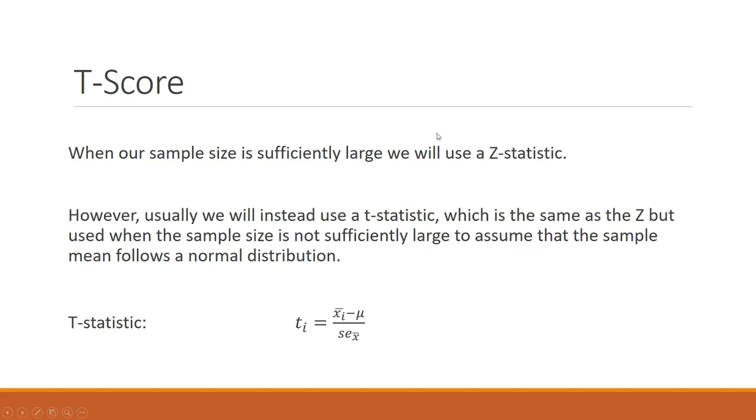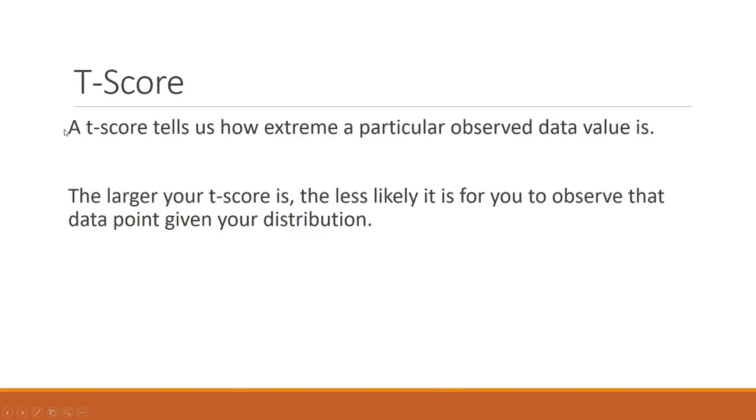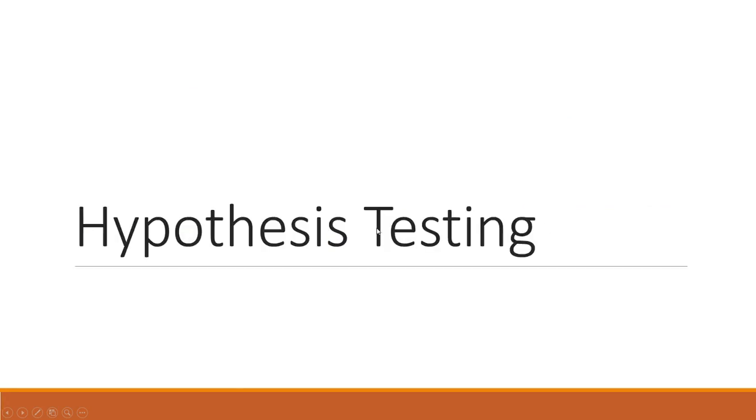Now, if our sample size is sufficiently large, we will use a z-statistic. However, usually we use what's called a t-statistic, which is pretty much the same thing as a z-statistic, except the distribution is a little bit different. When our sample size is not large enough, we'll use a t-statistic. I'll make that more clear later in the lecture. A t-score tells us how extreme a particular observed data value is. The larger your t-score is, the less likely it is for you to observe that data point given your distribution.